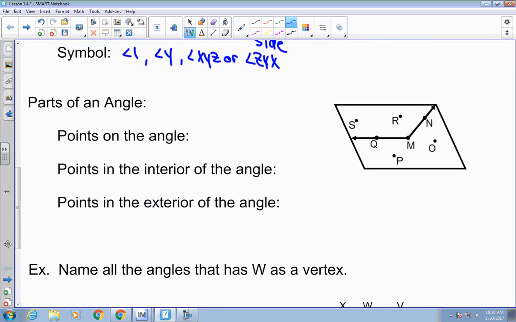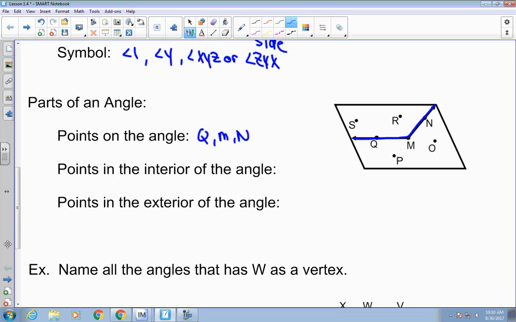Parts of an angle. The parts of the angle are on the angle, in the interior of the angle, and in the exterior of the angle. When you talk about points on the angle, it's actually written on that angle. Q, M, and N. They actually lie on the physical part of the angle.